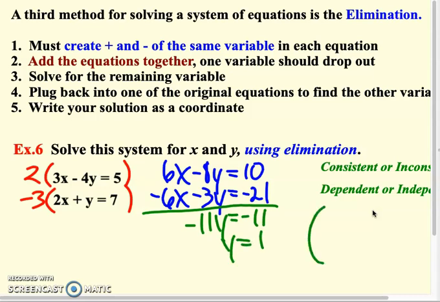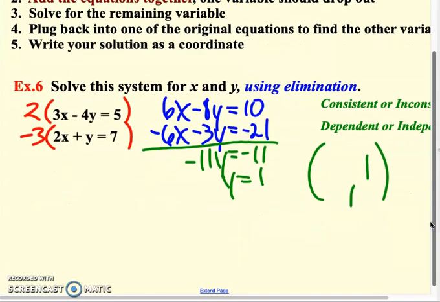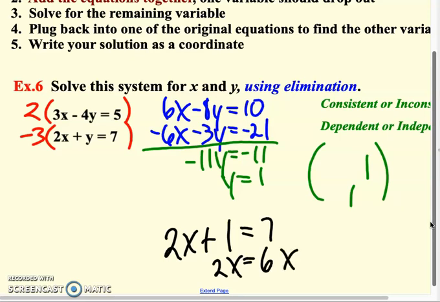So now what I have again is a partial coordinate. And then I would take that value and plug it back into either one of the original two equations. Again, it doesn't make any difference which one you go into, but I think I'm going to use the bottom one just because it seems like that's a little bit easier. So in that spot, I'm going to put a 1. Okay, so there we go.